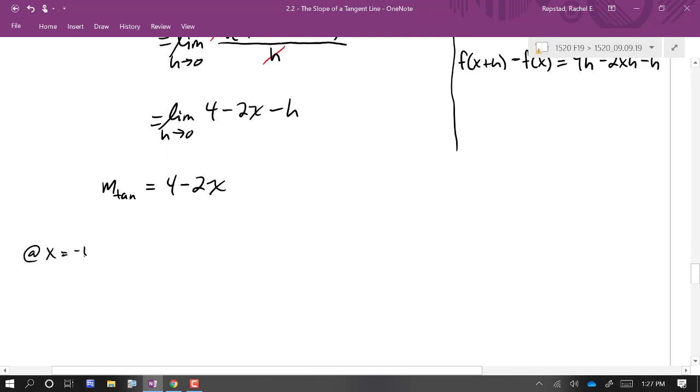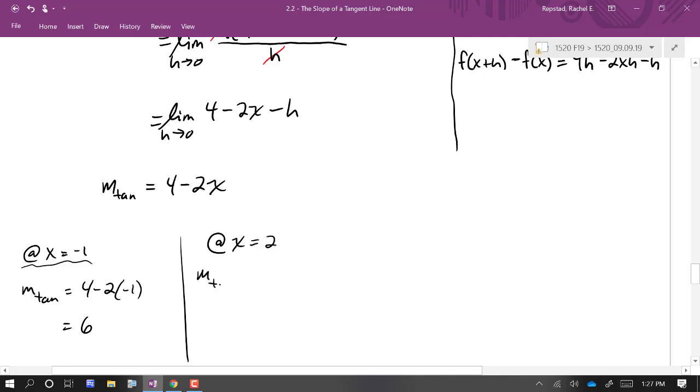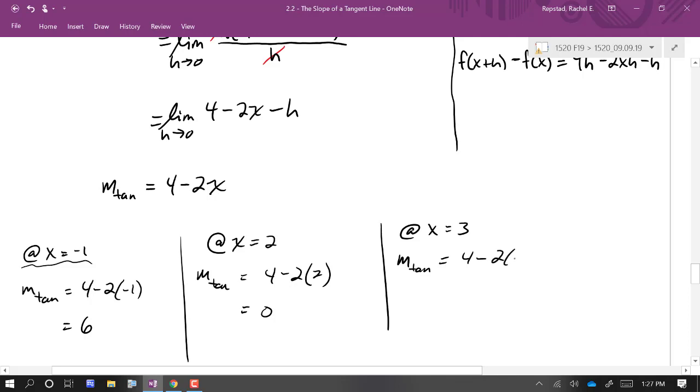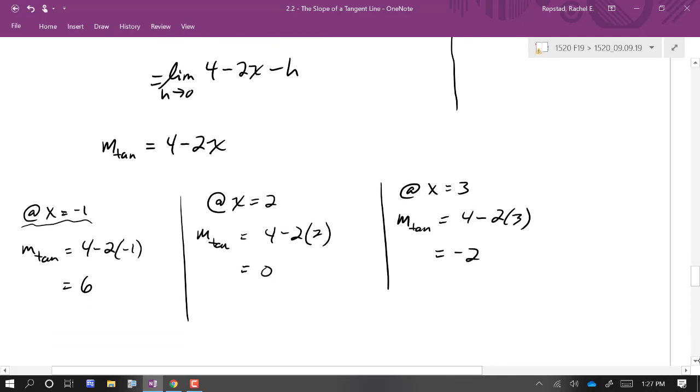So when x is -1, the tangent slope is 4 minus 2 times -1, or 6. At x equals 2, the tangent slope is 4 minus 2 times 2, or 0. And when x is 3, the tangent slope is 4 minus 2 times 3, or -2. We didn't have to do new limits each time.